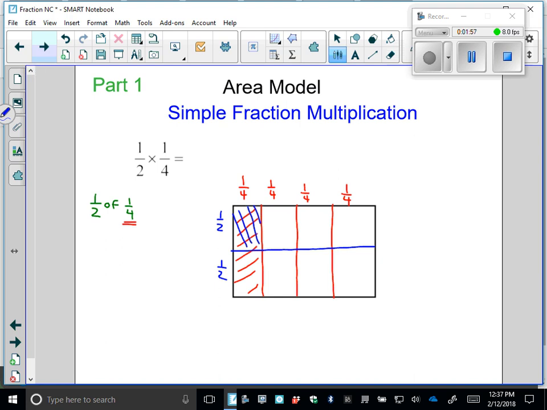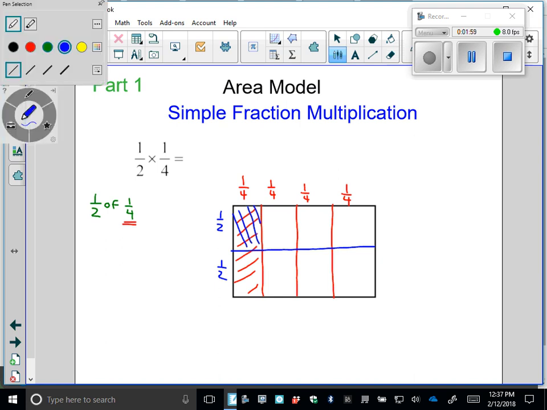Altogether, I have 8 sections. So there's 1, 2, 3, 4, 5, 6, 7, 8 sections, but only this section here has the overlapping red and blue. So we say that half of a fourth is equal to an eighth. 1/8.